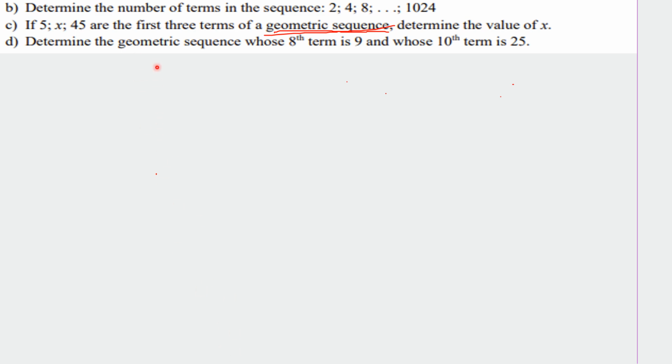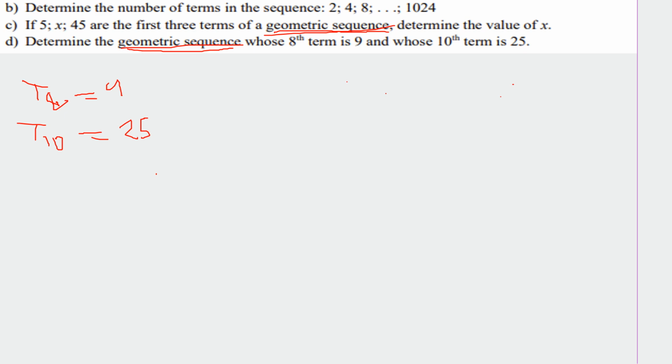Okay, let me just underline here to say this is a geometric sequence. So let's just write the data that we have. They say term number 8 has a value of 9. And then term number 10 has a value of 25.